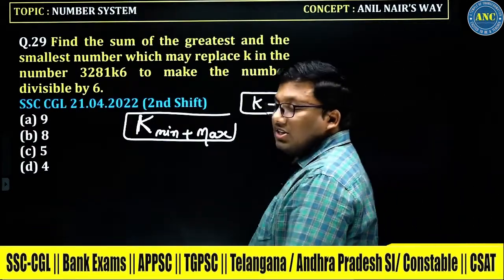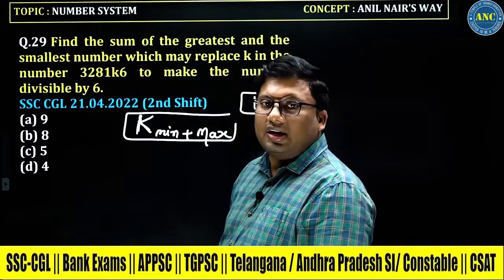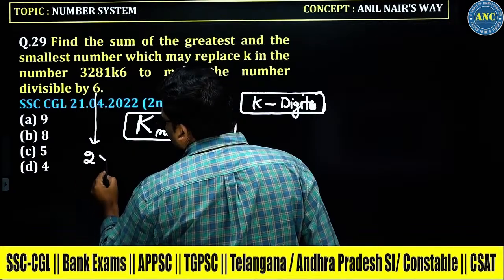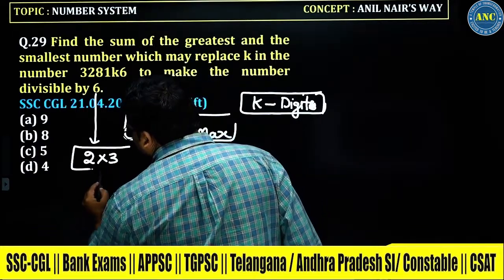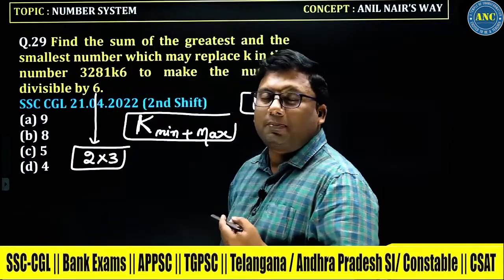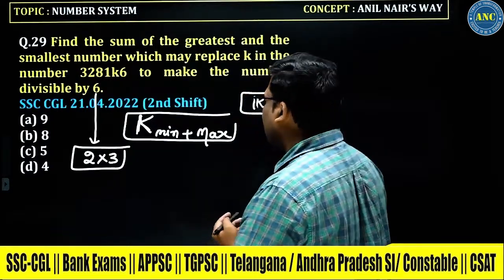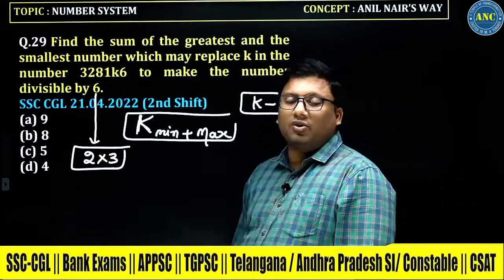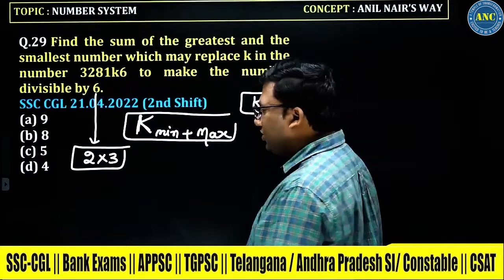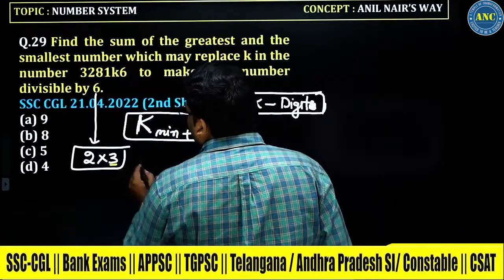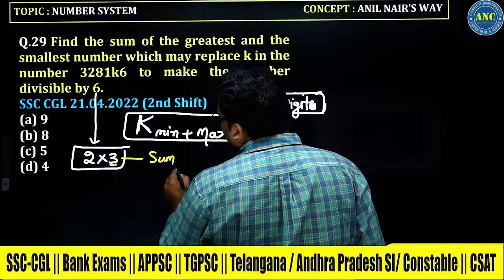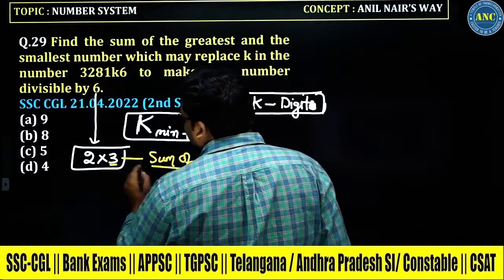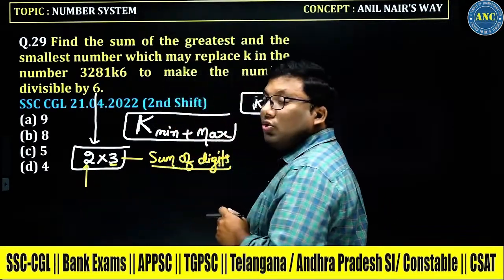K is a digit here. Digit means it can take values from 0 to 9. It is divisible by 6. 6 is a composite number, so we need to use the concept of writing the composite number as a product of coprimes. We need to use the divisibility rule of 2 as well as the divisibility rule of 3. Let us use the divisibility rule of 3: the sum of the digits should be divisible by 3. The divisibility rule of 2 is that the unit digit should be an even digit.